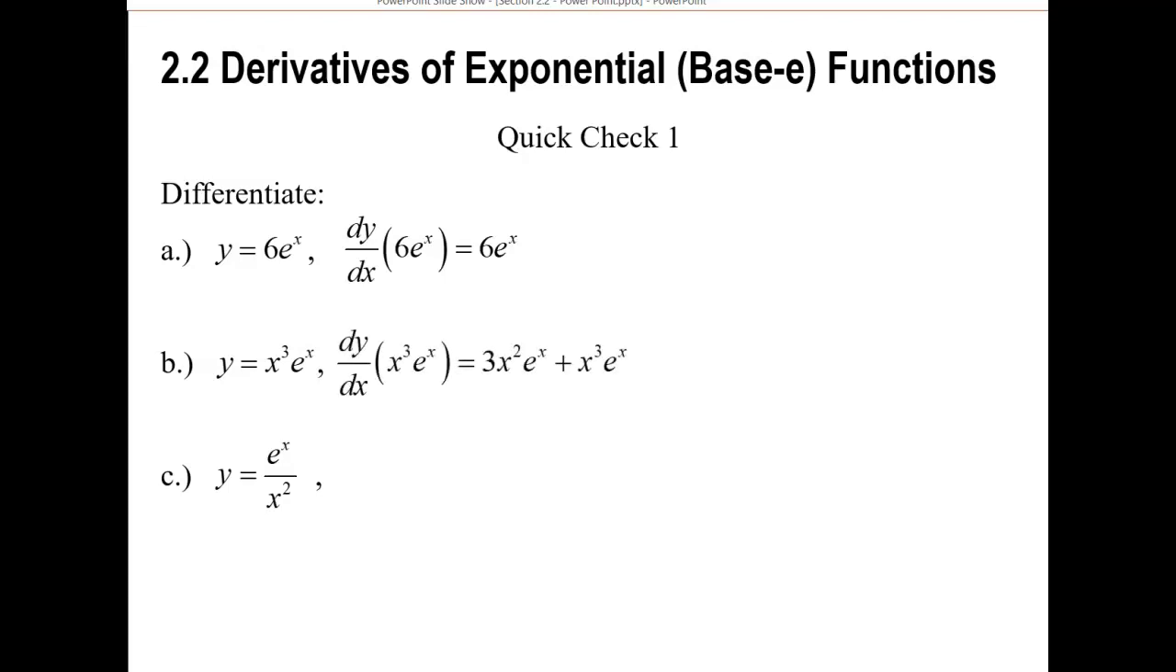Part B, we utilize the product rule. The derivative of x cubed is 3x squared times e to the x, plus, then the x cubed multiplied by the derivative of e to the x, which is e to the x. You might have had these written in the other order. You might have had this term first plus this term, which is fine.